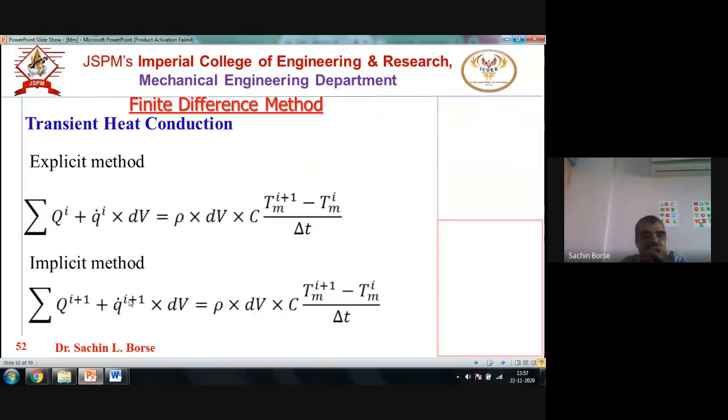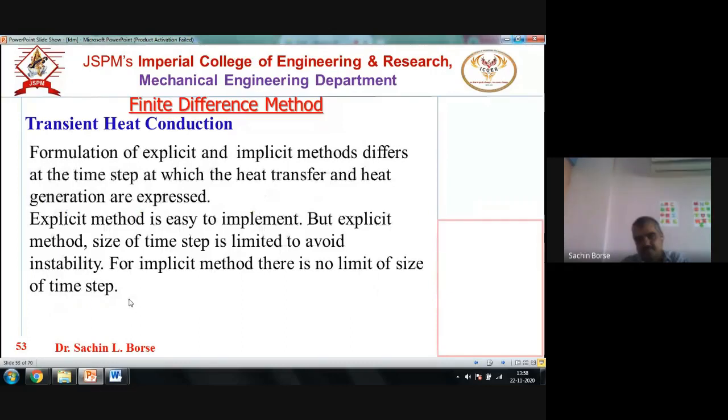Before moving further, there are two methods in transient conduction. One is called the explicit method, and the second is the implicit method. In the explicit method, we use the value of the previous time step to calculate the value of the variable at the current time step. Explicit method is easy, but there is instability associated with it if the time step is not selected properly. In the implicit method, we have to solve the equations simultaneously. So explicit is easy, but we have to take care of the time step, and whatever time step is guided, we have to take less than that.